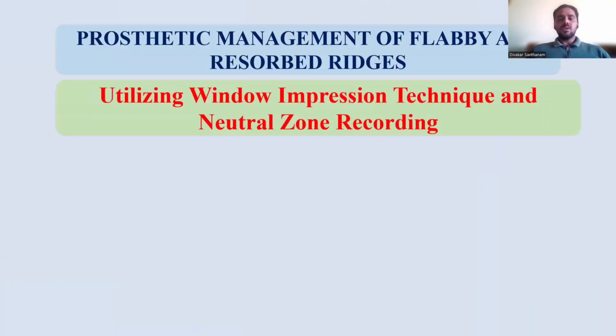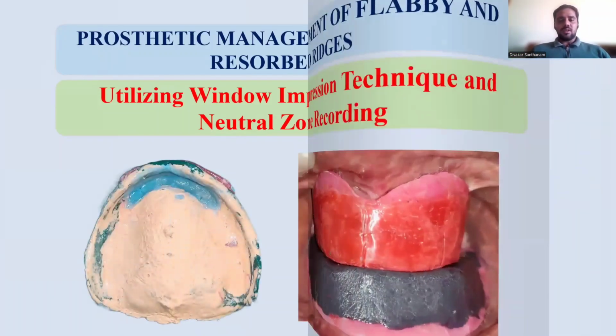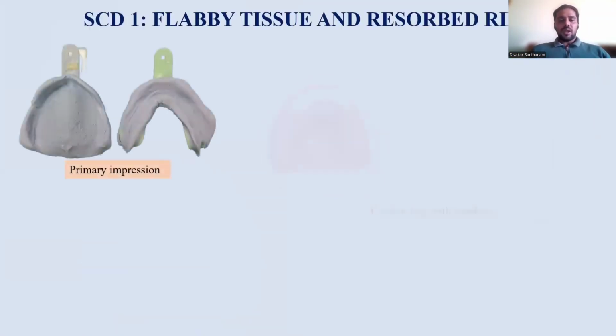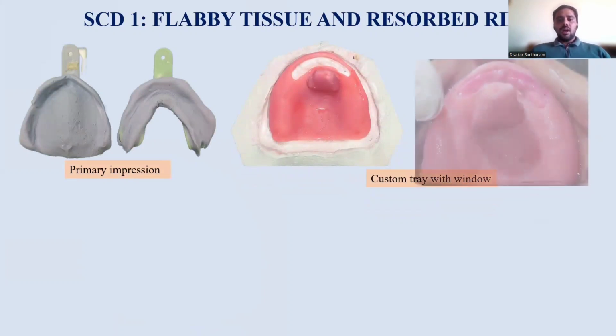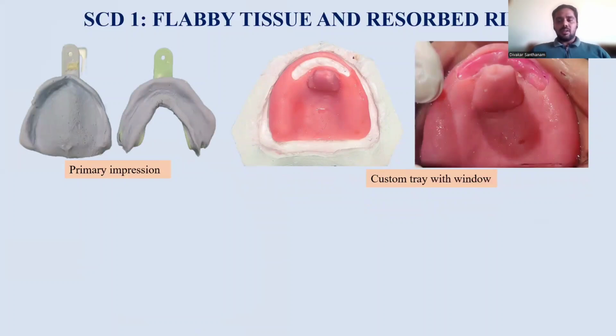So to rehabilitate this patient, we utilize a technique called the window impression technique for flabby tissues and neutral zone recording for the resorbed ridges. And why we are doing it, we will discuss step by step. So first we did the primary impression, then made a custom tray slightly modified with a window in the flabby tissue region. And then we evaluated the custom tray inside the patient's mouth.